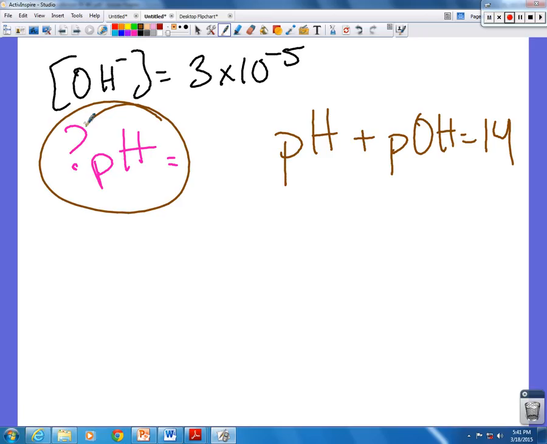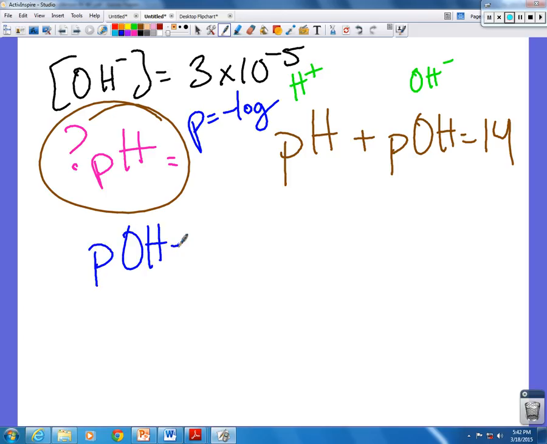What's the problem with the solution they gave us? Which one of these did they give us? pH stands for hydrogen ion. pOH stands for the hydroxide ion, right? What does P stand for? It stands for the negative log. You're all getting some foreshadowing stuff, okay? So if I want the pOH, I want the negative log of the hydroxide ion concentration.